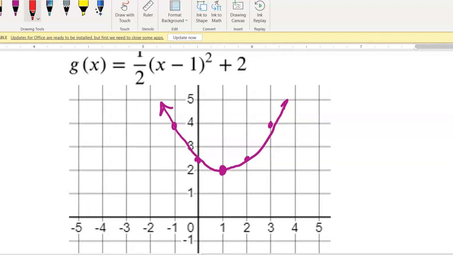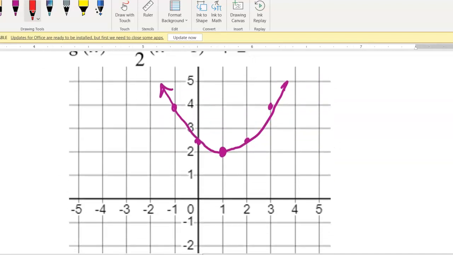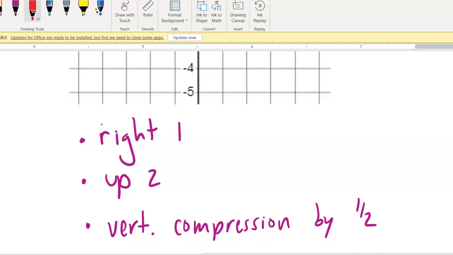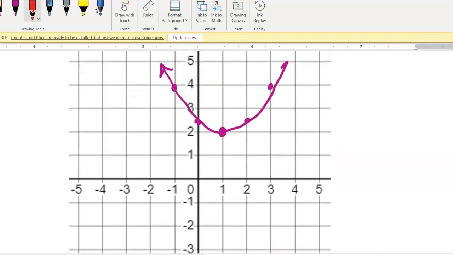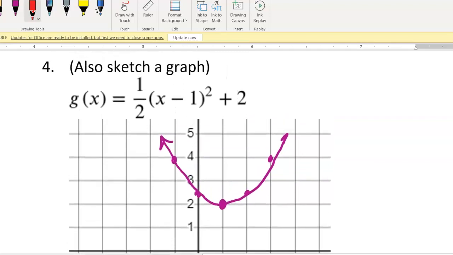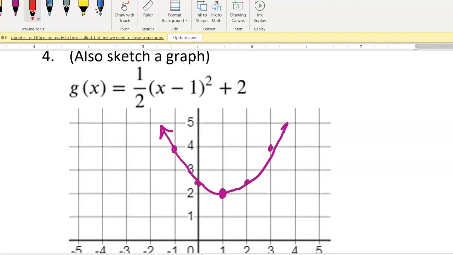All right, well, what if it's stretched or compressed? So this one, we can see that it's moving to the right 1, up 2, and then we have a vertical compression by 1/2. But let's look to see how that looks in the graph. So remember, I like to start with the translations first. So go to the right 1, up 2. And now let's do the compression.